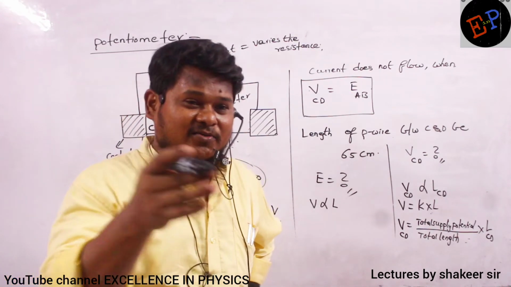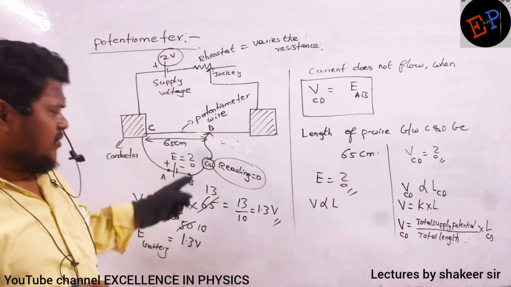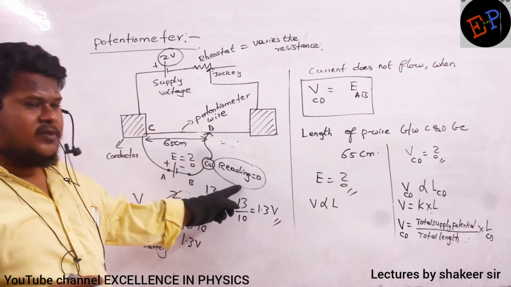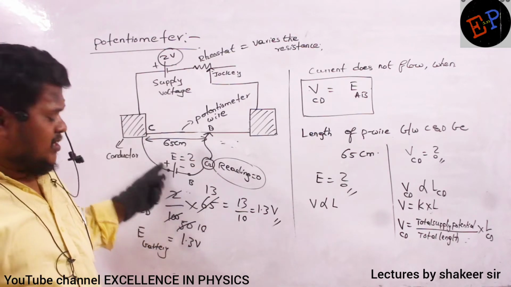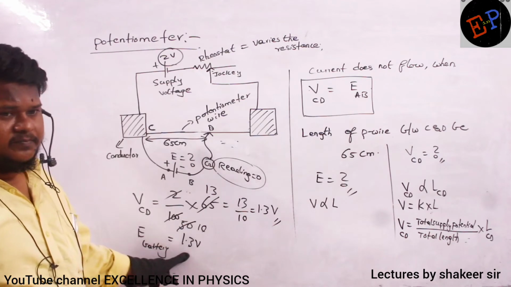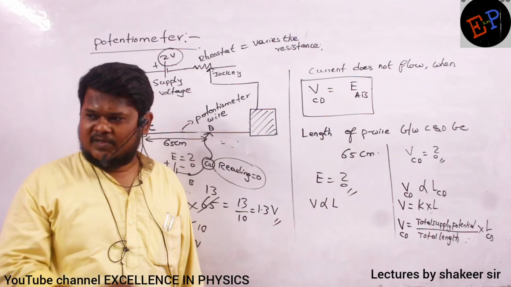Only when current flows will the battery consume its own voltage. Is current flowing? No. Then only the reading is 0. If current is not flowing, the EMF does not reduce. EMF remains to be 1.3 only. If current flows, then it will be less than 1.3. Is it clear? That's it.